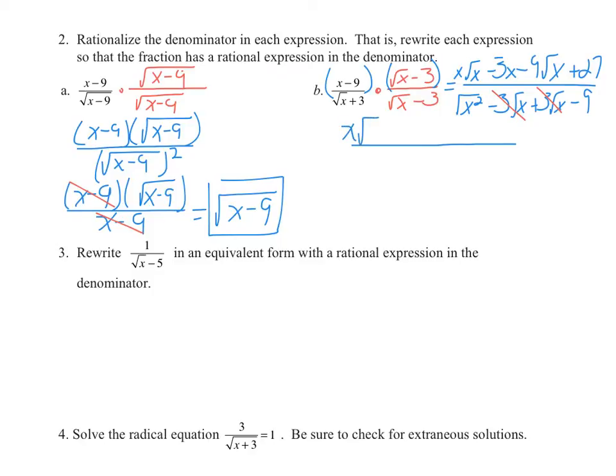X radical x minus 3x minus 9 radical x plus 27. In the denominator, square and square root cancel each other out, so I get x minus 9. All right, so there's my answer.